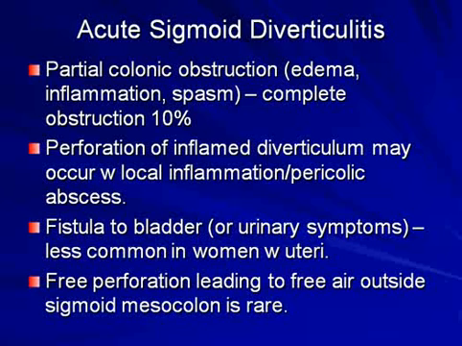Acute sigmoid diverticulitis may present with symptoms of partial colonic obstruction, but in a small percent of patients, complete colonic obstruction may be present. Perforation of the inflamed diverticulum may occur with local inflammation and pericolic abscess. Fistulae to the bladder or urinary symptoms are actually less common in women with uteri. Free perforation leading to free air outside the sigmoid mesocolon is rare.